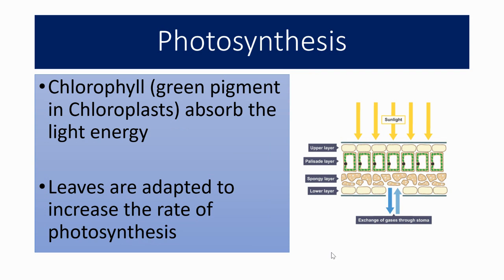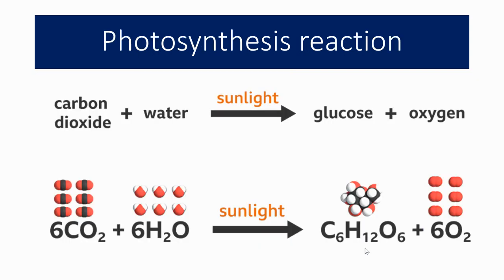So photosynthesis occurs in the chloroplasts in the leaf. Chloroplasts contain chlorophyll, which absorbs the light energy, and then the leaves are adapted to increase the rate of photosynthesis. So as you can see here on the palisade layer, all these cells have lots and lots of chloroplasts, which contain chlorophyll, therefore can carry out lots of photosynthesis. Leaves take in carbon dioxide and release O2 via the stomata, and these stomata let these gases in and out.